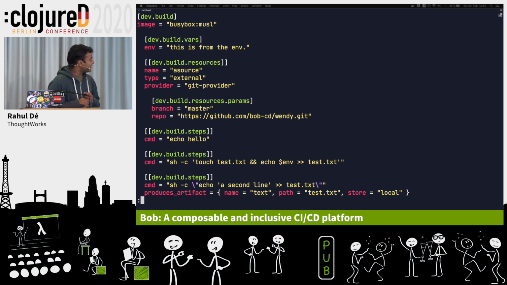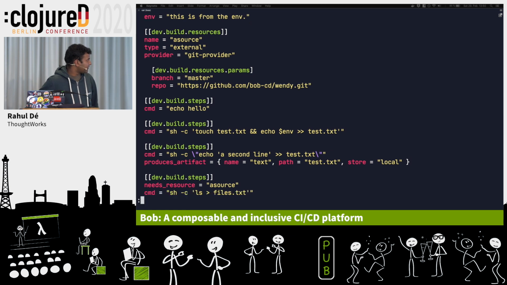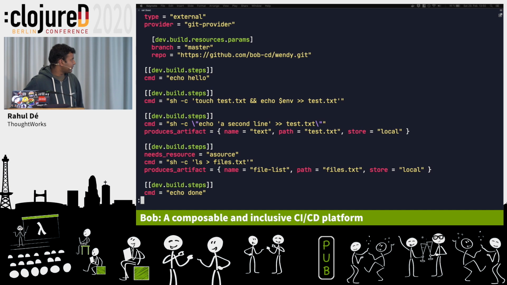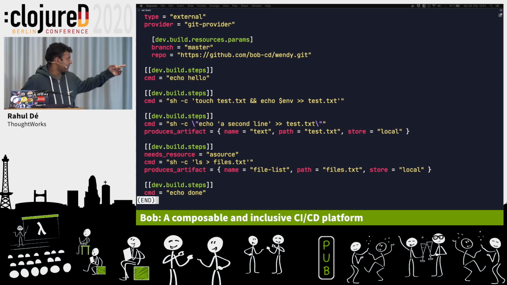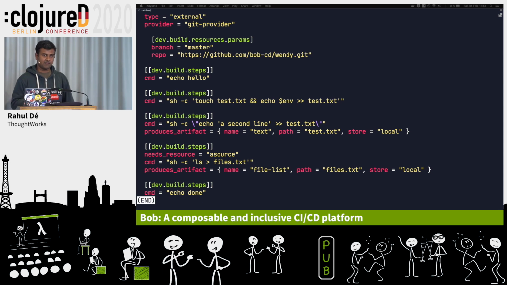Right, so this is something that Wendy does. This is a simple build file which says I have some vars I want to start with, and there's some resources which is going to clone Wendy here, and there's some steps. It just says hello, creates a file, and there's a step that produces an artifact there called text, and there's another step that produces a file list by listing all the files in the repository. Right? So it's going to clone something, and it says done at the end. Right?